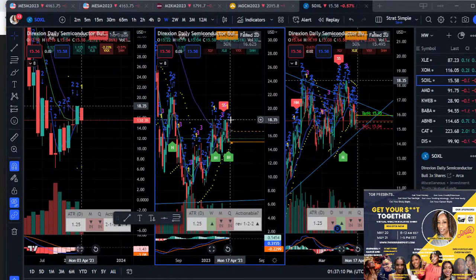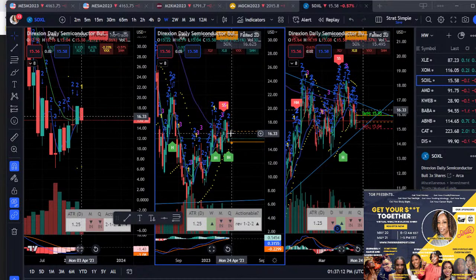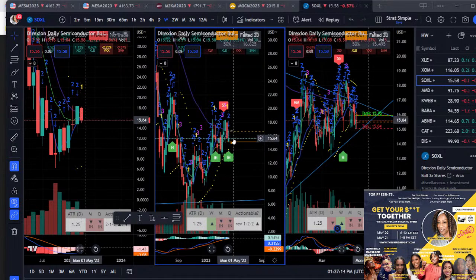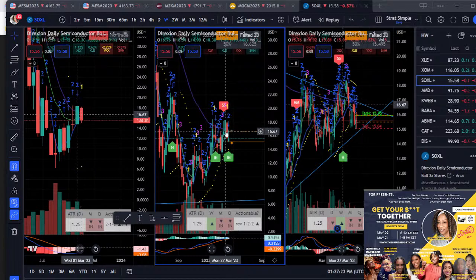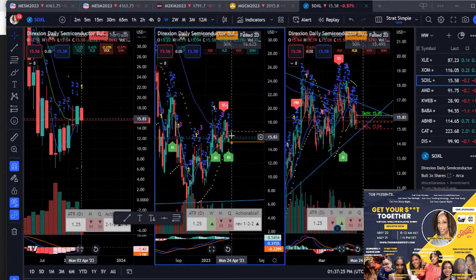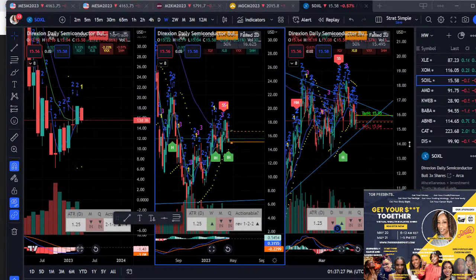It kind of double topped here, and then it made a shooter on the week. Even though it's green, it's still a shooter on the week. So it barely took out the previous week's low, but it didn't have enough strength to even go halfway above that candle. So that's why I see weakness there.